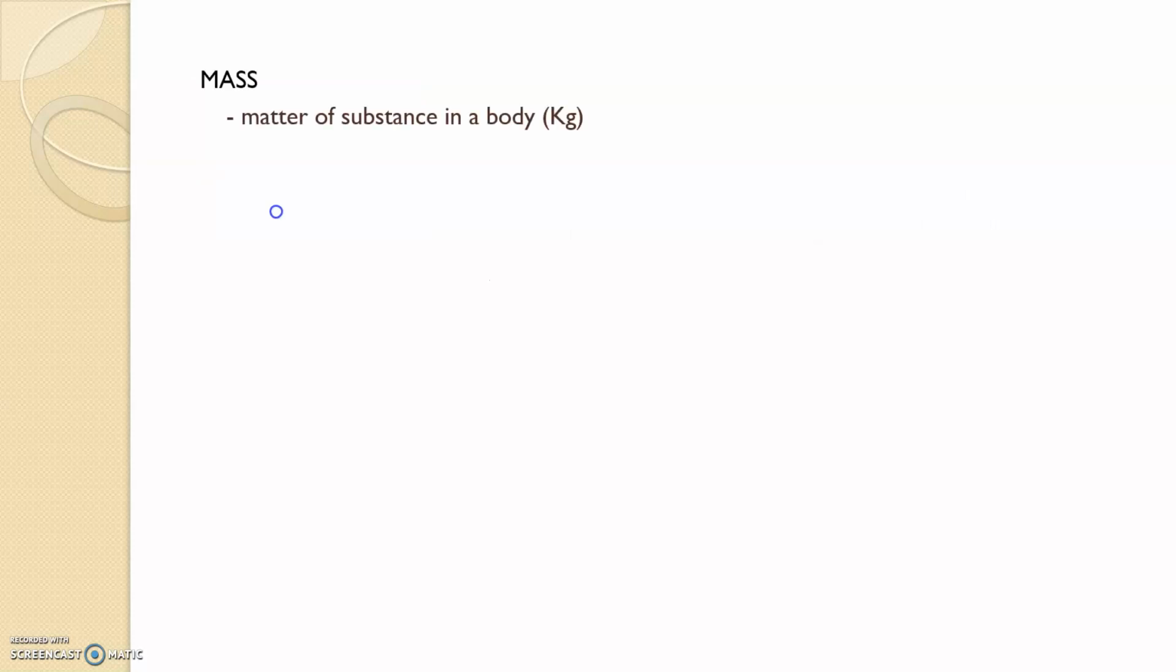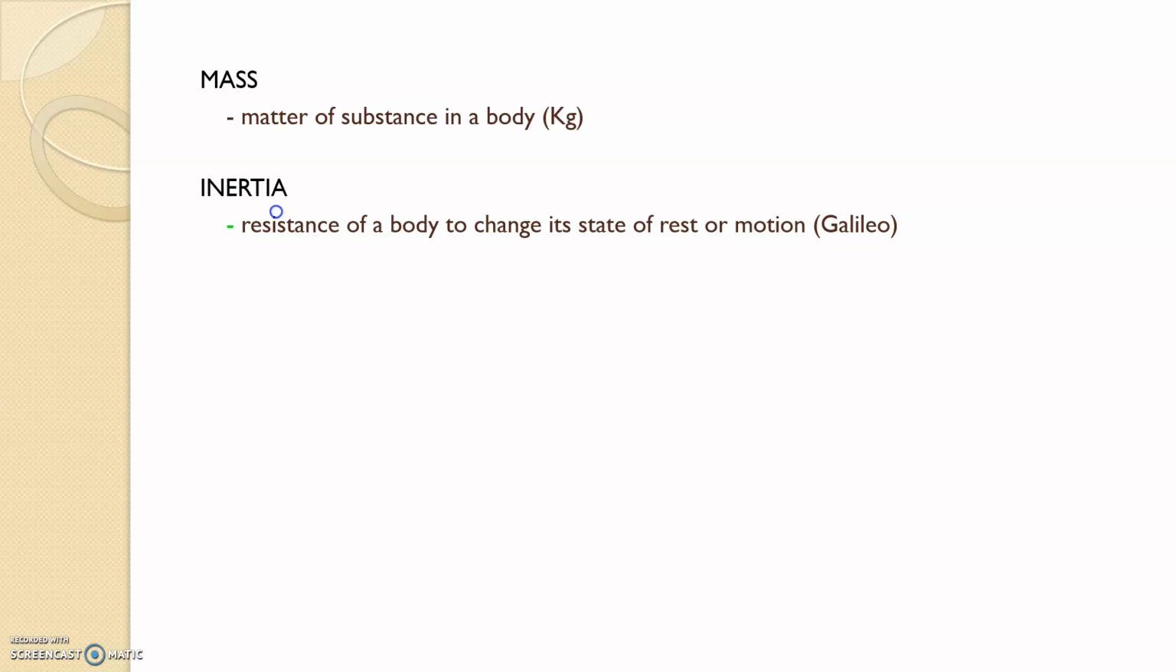So mass, that is everything your body is made of, and we use kilograms to measure that. Inertia, resistance of the body to change its state of motion. Okay, so this goes all the way back to Galileo. If the ball is on the penalty spot, it will stay there until it is kicked or an external force impacts that body. Distance, this is the path taken in moving from the first position to the second.